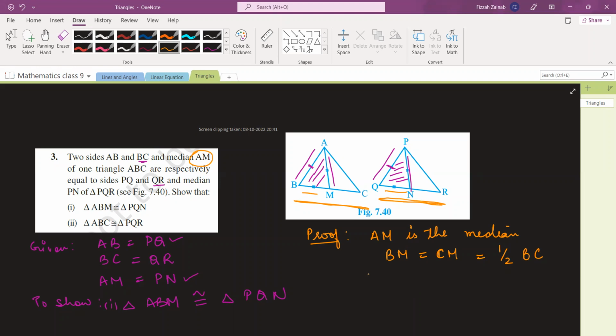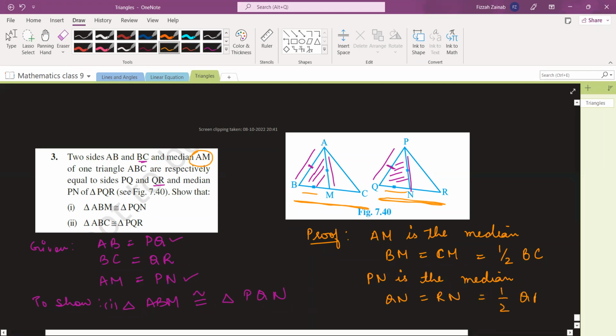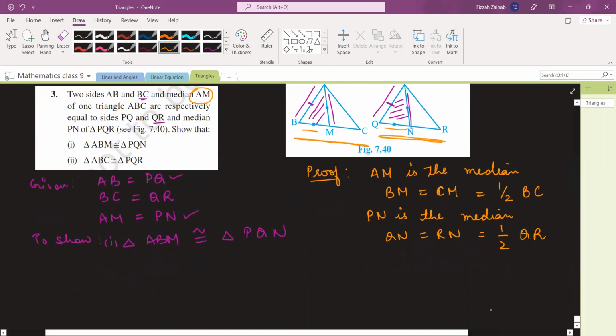And similarly, in the other triangle, PN is the median. So that means QN is equal to RN, which is half of the full side QR. Is that okay? Yes, ma'am.